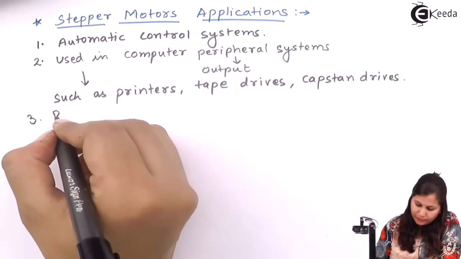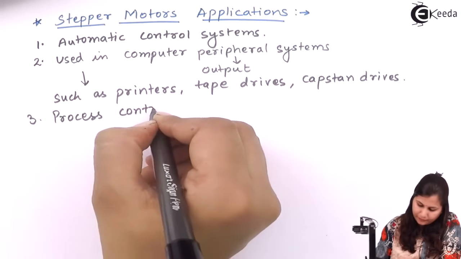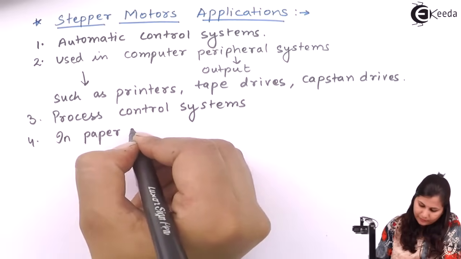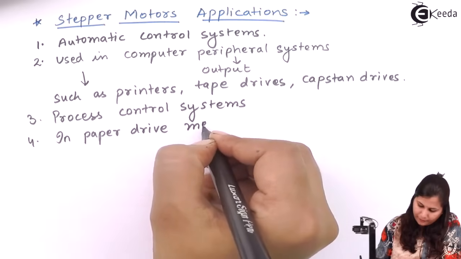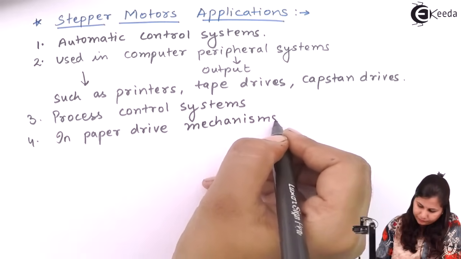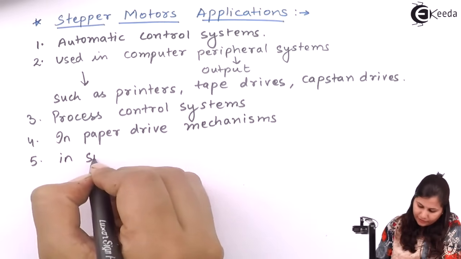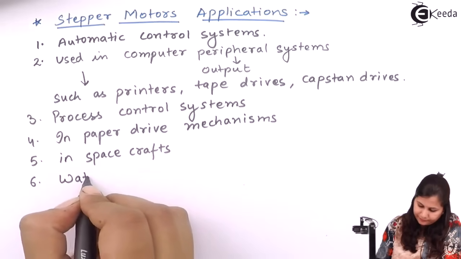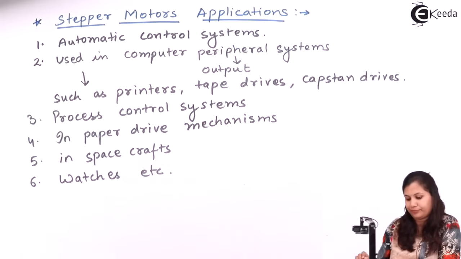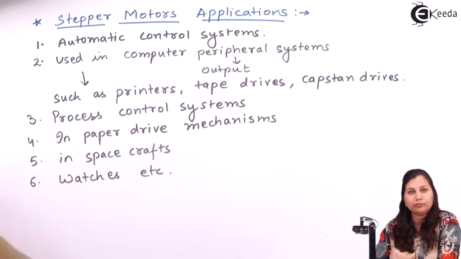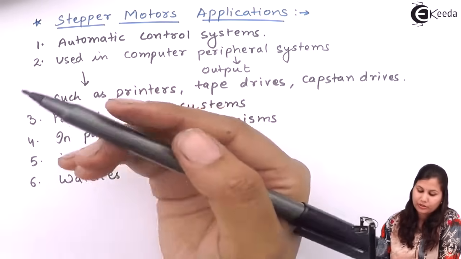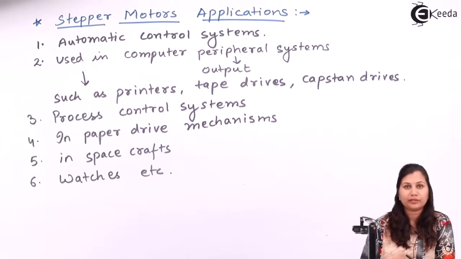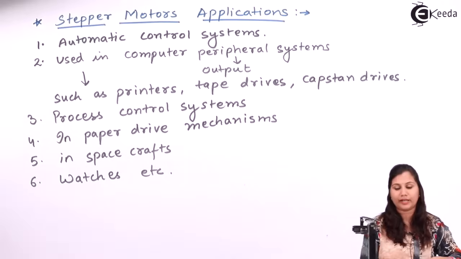Now they can also be used in process control systems, in paper drive mechanisms, in spacecrafts, watches, etc. So these are the uses of these stepper motors. That is, they are used in automatic control systems, in process control systems, and in computer peripheral systems like printers, tape drives, capstan drives.